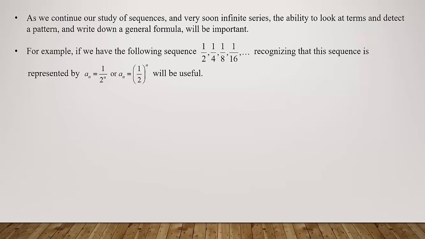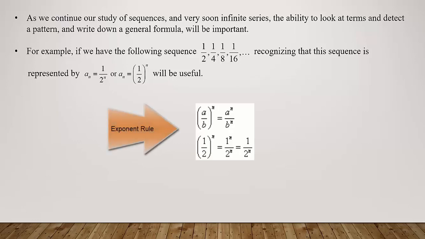So for example, if you have the following sequence, 1/2, 1/4, 1/8, 1/16, and so on, we need to have the ability to recognize there's a pattern there. And we need to be able to recognize that this sequence can be represented by a sub n equals 1 over 2 to the n. Or another way to write that is a sub n equals the quantity 1/2 to the n.